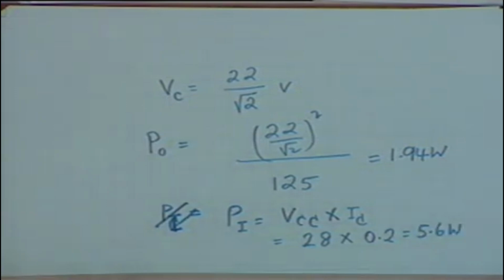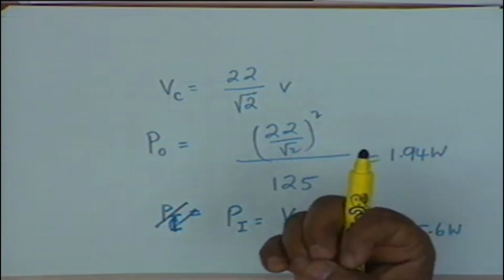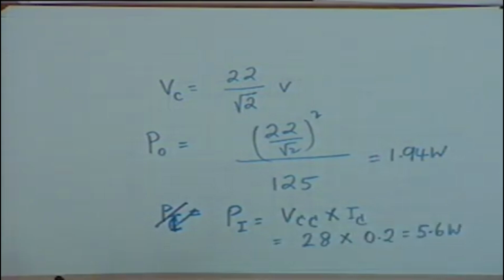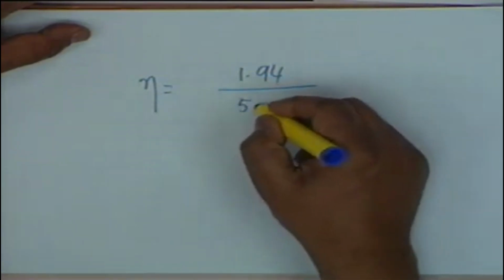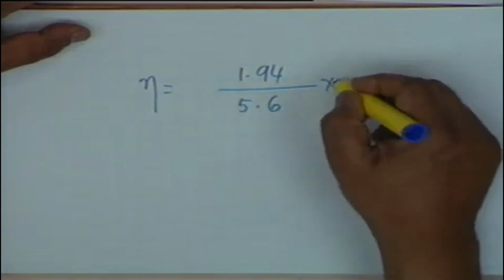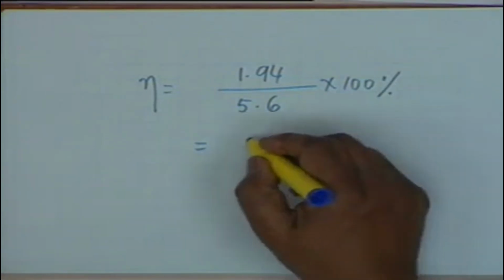Agreed? Does that bother you? The PD max, the maximum dissipation that the transistor can tolerate, is 5 watt. So where does this 0.6 watt go? It goes into RE. It is not the dissipation in the collector, it is the dissipation in the emitter resistor, and therefore the efficiency eta would be 1.94, the load power, divided by the power that is supplied by the battery multiplied by 100%, and this calculates out to approximately 35%.